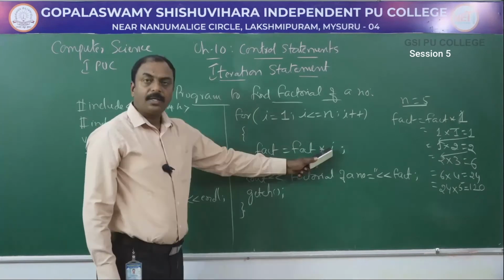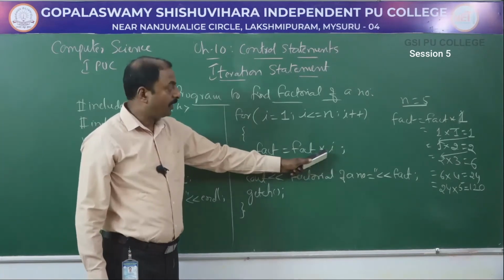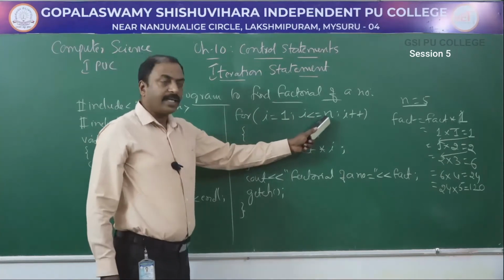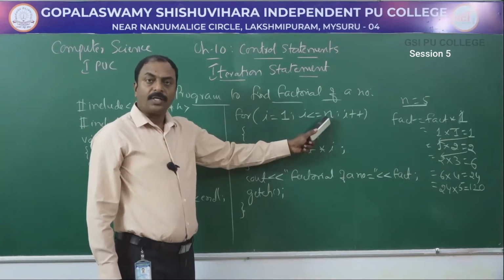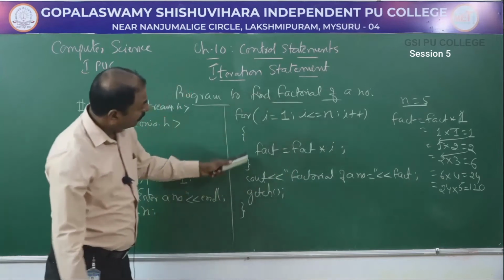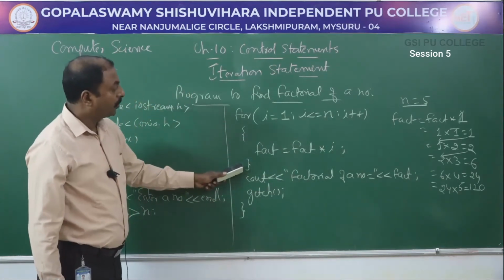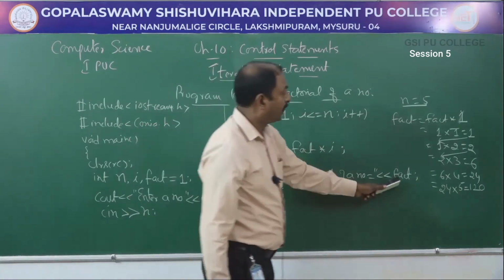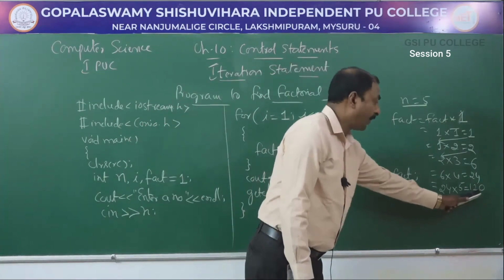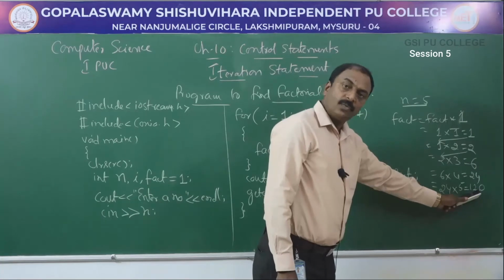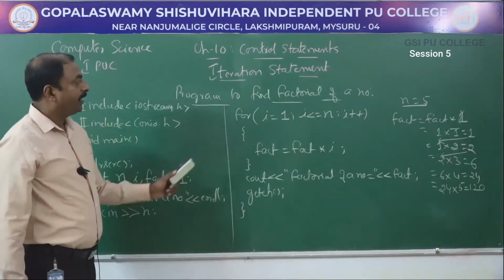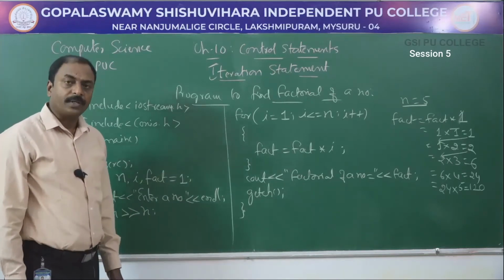After this, it increments the value of i by 1, so i becomes 6. Is 6 less than or equal to n? No, the condition fails here, and it will come out of the loop. So it is going to print the final output, cout, factorial of a number equals fact. So it is going to print the final answer as 120. So this is a program to find the factorial of a given number.